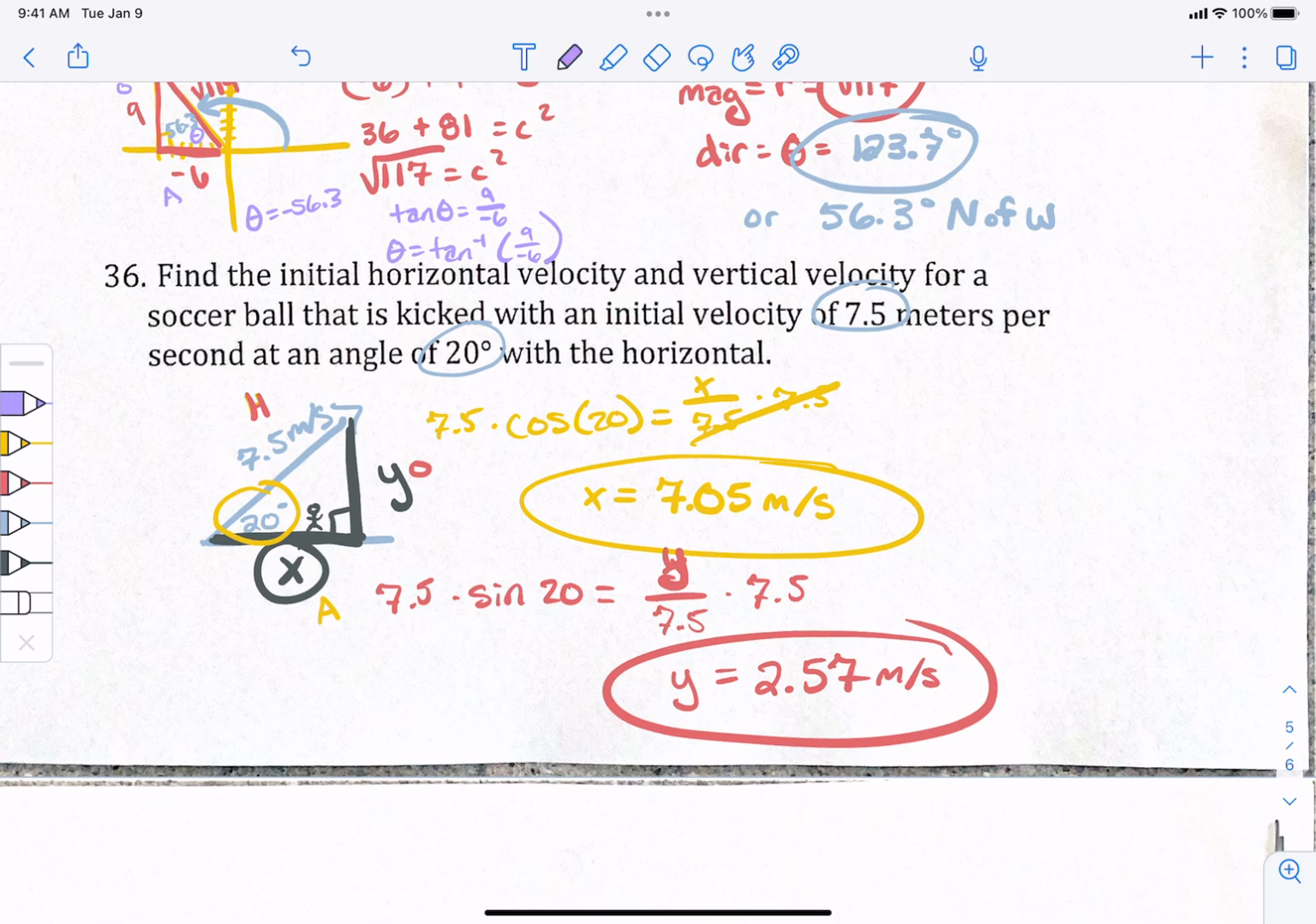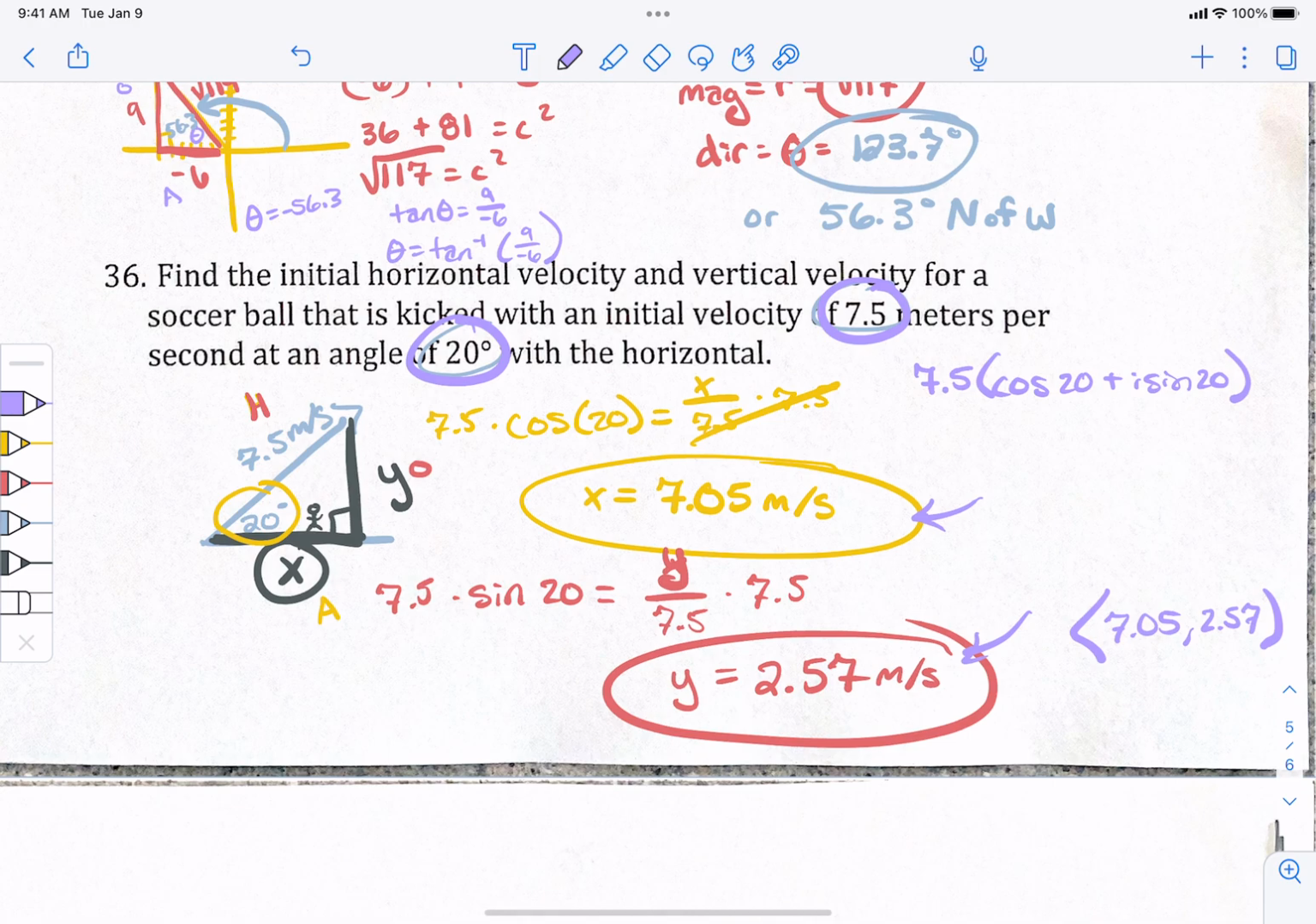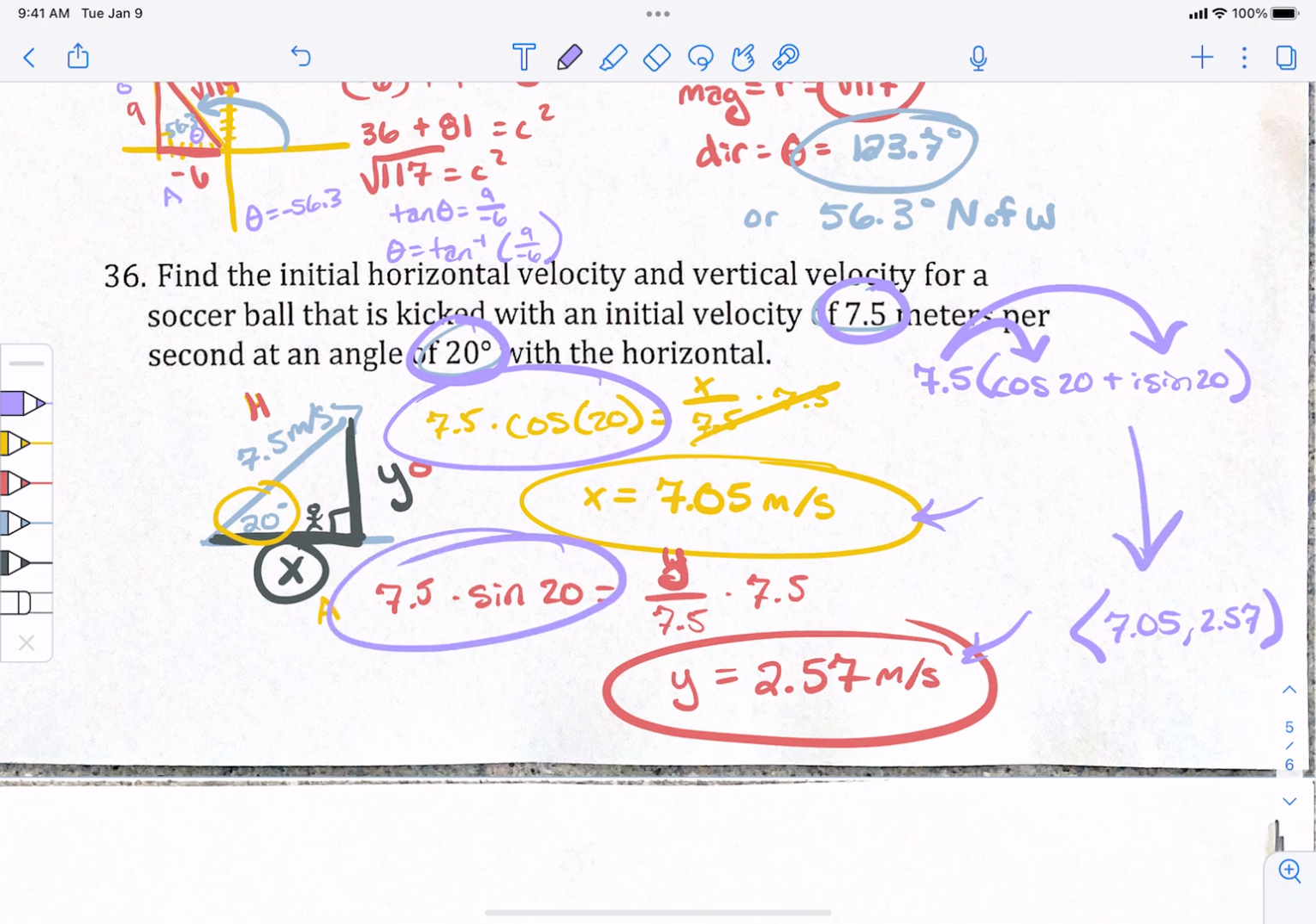Now, this again is giving us basically polar form. So if you want to think about it this way, this is 7.5 cosine of 20 plus i sine of 20, right? And what you just did was you found the component form. You found 7.05 comma 2.57, which is taking 7.5 times cosine 20, 7.5 times sine of 20. You're just doing X and Y direction, right? So either way you want to look at it. If you want to look at it in polar form, you can do it that way. But this is what it means, all right?